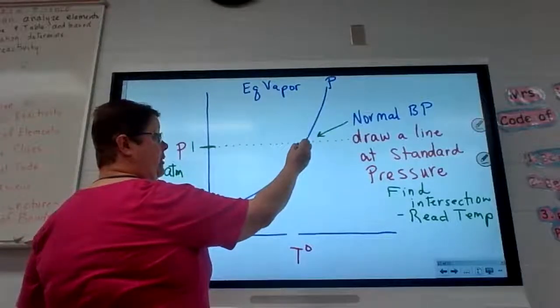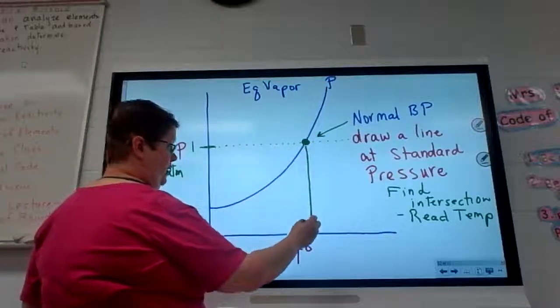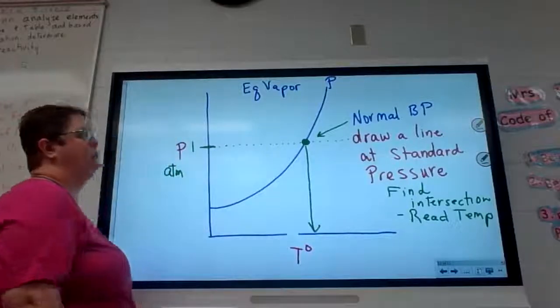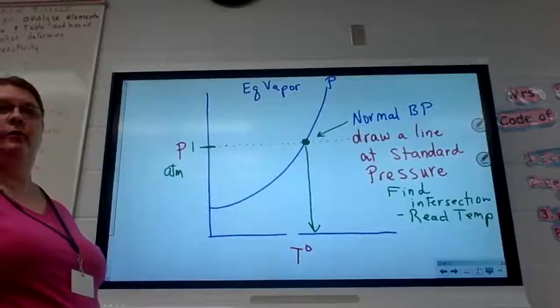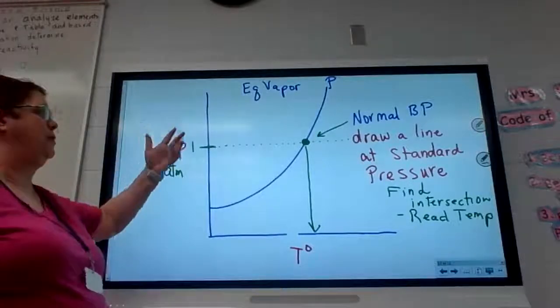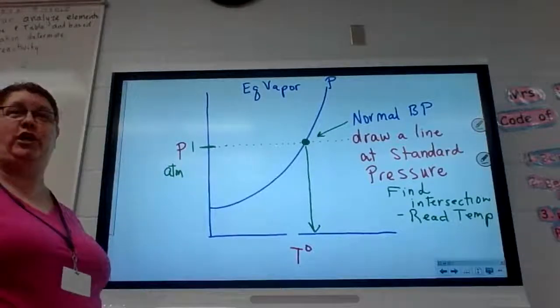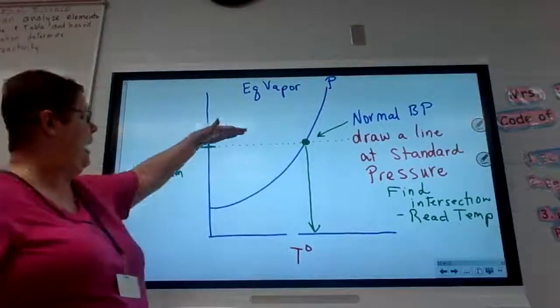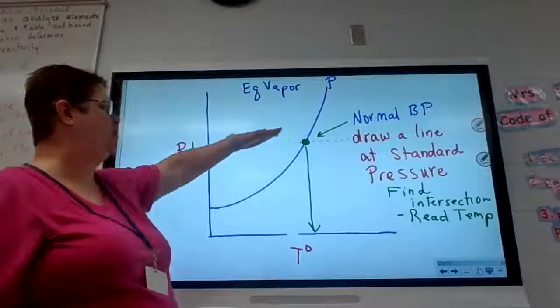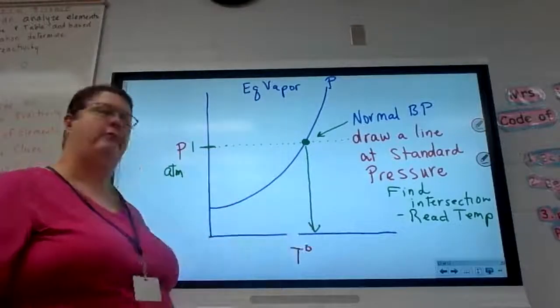And so you would do what? Just go down and find the temperature. That's all you have to do to find normal boiling point. You just have to find standard pressure. So if it was mmHg, you would have looked for what number? 760. You'd still draw a line across, find the intersection, and read down.